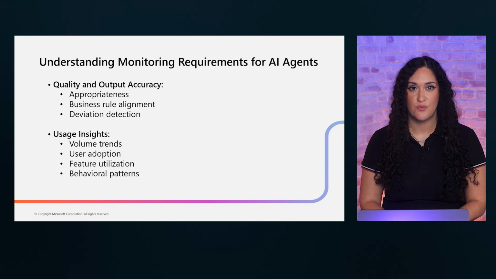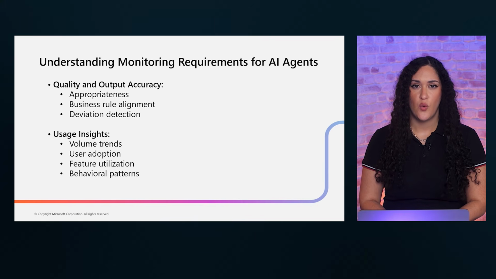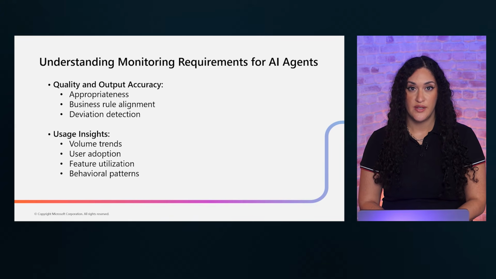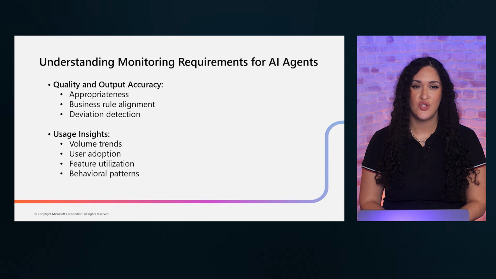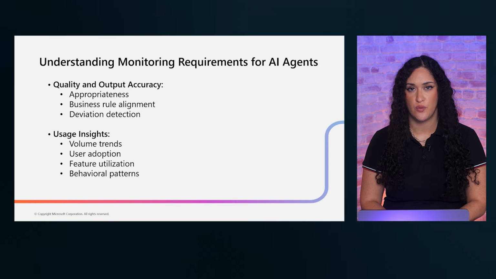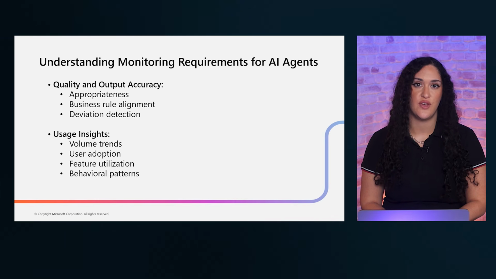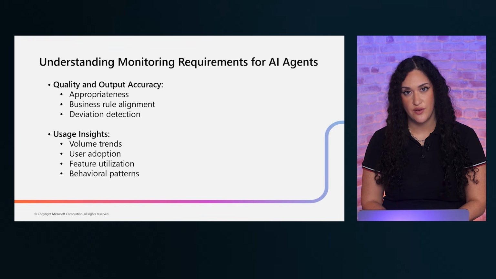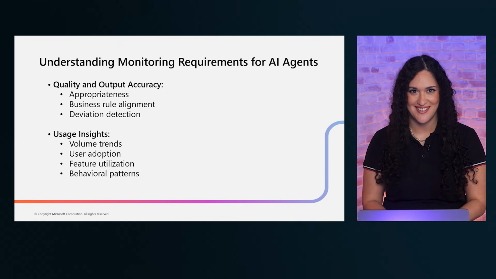Continuing on multi-layered monitoring view, let's look at quality and usage. Quality and output accuracy means checking whether the agent's responses are appropriate, aligned with your business rules, and free from deviations. This is not just about technical correctness, it is about whether the agent is actually helping your business.